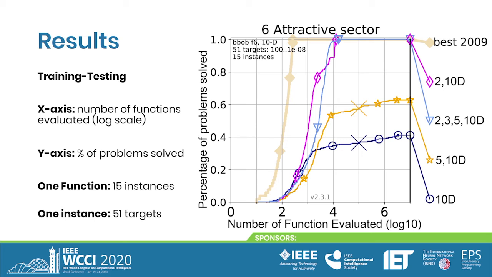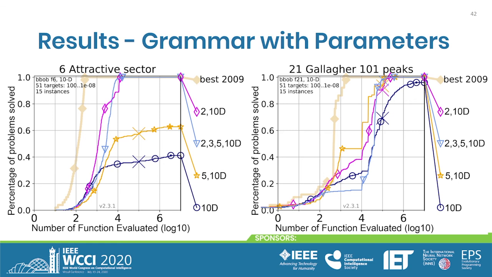Each line in the figure represents a generated algorithm from different training schedules. For easy identification, I named the algorithm after the training schedule. For example, the 210D is the one that was trained first on 2 dimensions and then on 10 dimensions. For this figure, in short, the bigger the area under the curve, the better. For this presentation, I'm showing the results on only 2 functions, attractive sector and Gallagher's 101. Those are functions 6 and 21 from the COCO benchmark.